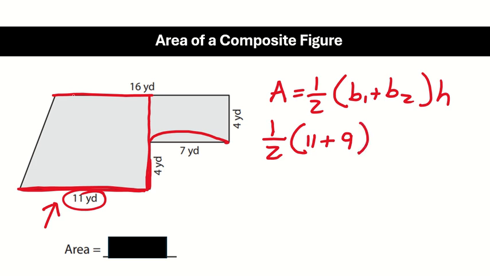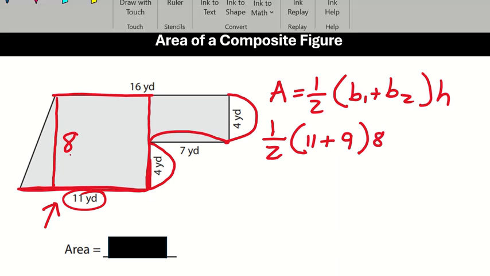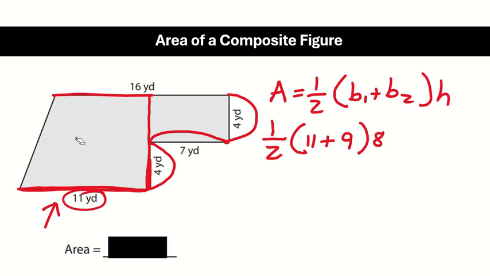Times the height. Now remember, the height is the distance between the parallel lines. Well, it doesn't tell us outright, but we do know that from here to here it's 4 yards, and from here to here it's another 4 yards, which means that the height is 8 yards. So now we can plug in what we know for all of that. Now let me clean up my area real quick, and let's do some calculations.